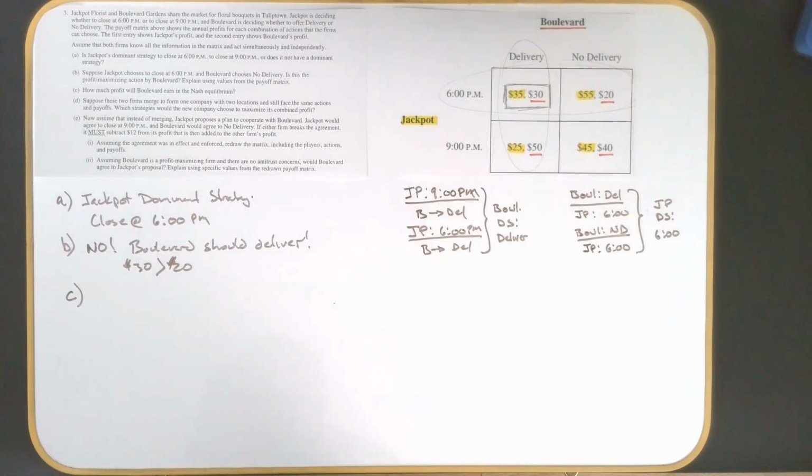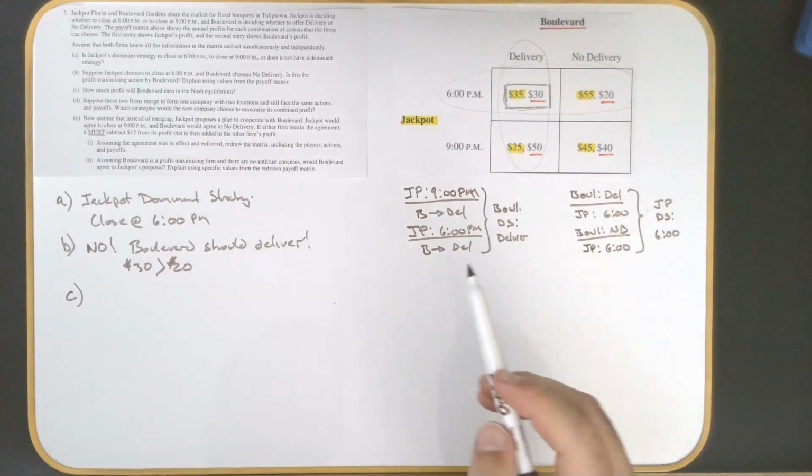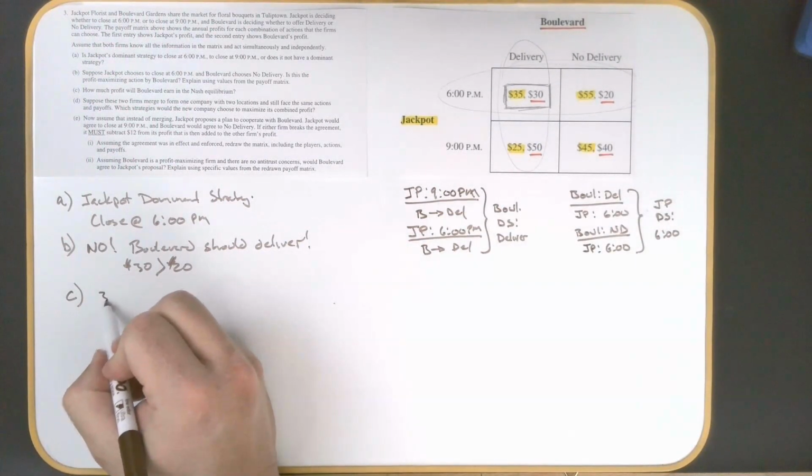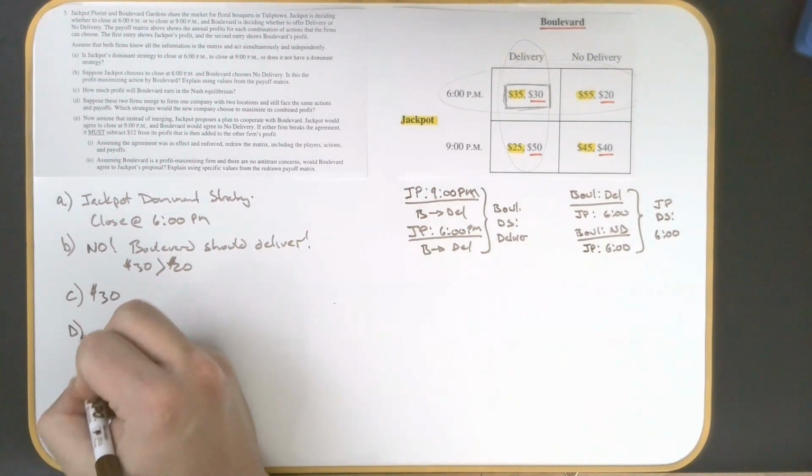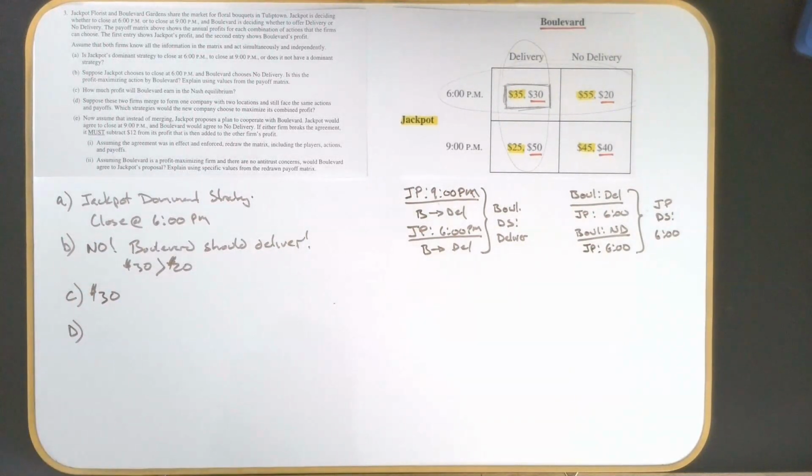Part C, how much profit will Boulevard earn in Nash equilibrium? $30. Kind of overlaps with that last question there. Part D, suppose we're right here. Suppose these two firms merge to form one company with 2 locations and still face the same actions and payoffs. Which strategies would the new company choose to maximize combined profits? Well, all you have to do here for that one is just add the 2 and see which one's the best. And we'll see if we would still do the same thing.